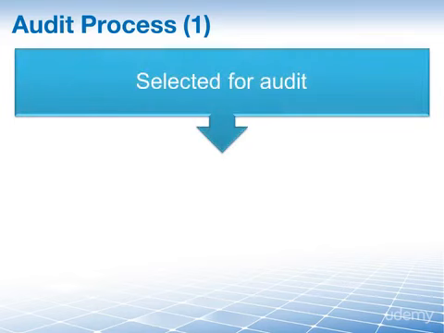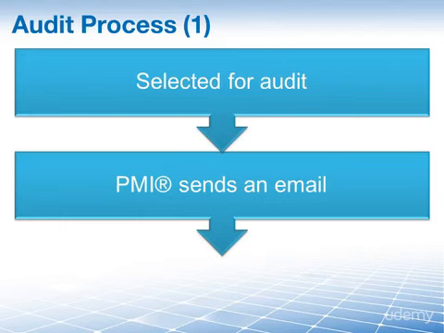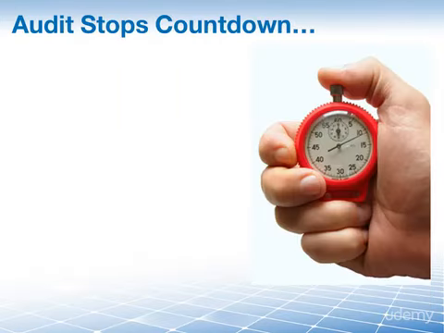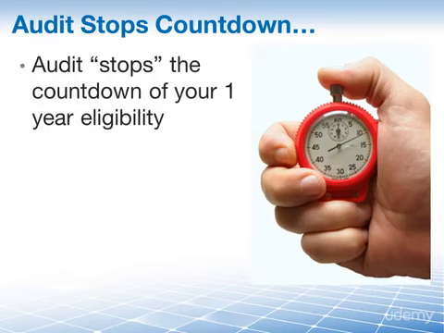If you are selected for an audit, then you will know very quickly, because PMI will send you an email about it. And this email also contains detailed instructions on how the audit is going to be processed. Also, once you are being audited, then the clock stops. By this we mean that normally you have 1 year following your application to take the exam. But during the audit, this clock stops and does not continue until after your audit has been processed.